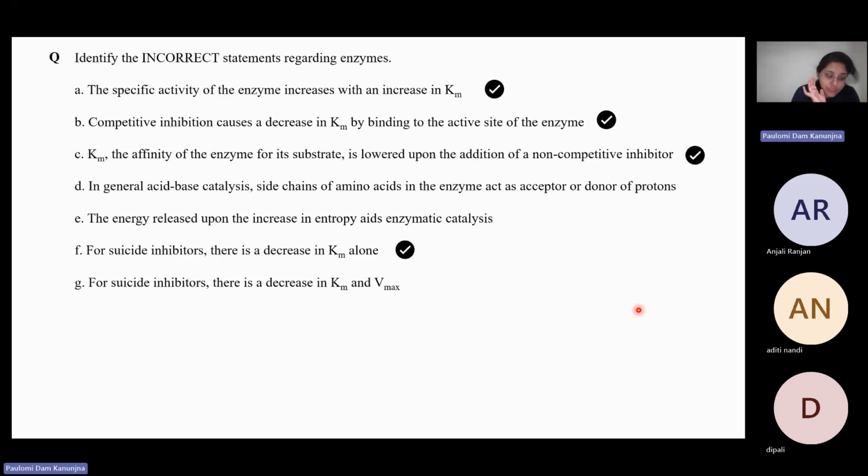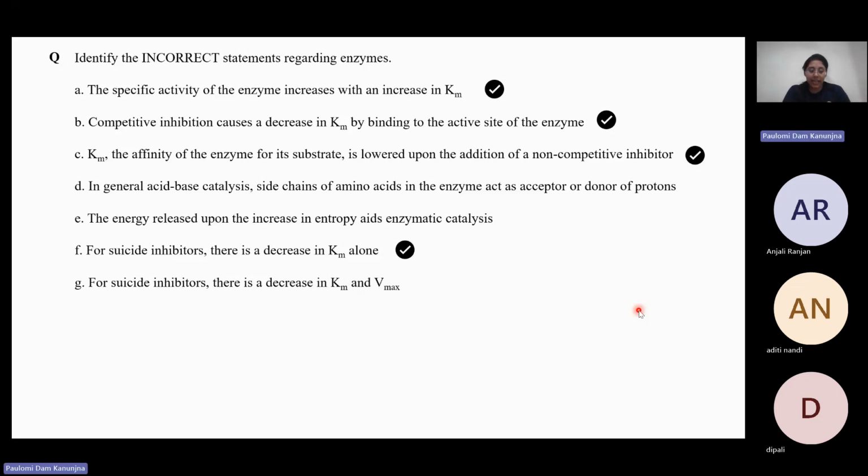So first of all, let us understand what suicide inhibitors are. Suicide inhibitors are the inhibitors that we haven't discussed. They are those inhibitors that bind irreversibly to the enzyme and then permanently inactivate it. Because it permanently inactivates the enzyme, it decreases both Km and Vmax. So suicide inhibitors are inhibitors that fall under the category of irreversible inhibitors, and they decrease both Km and Vmax.